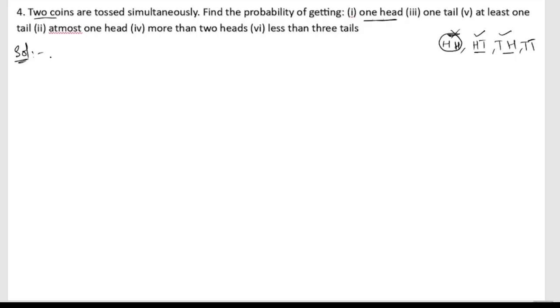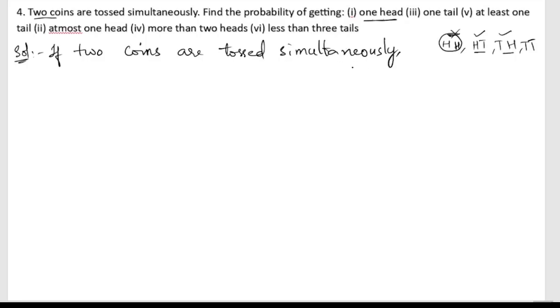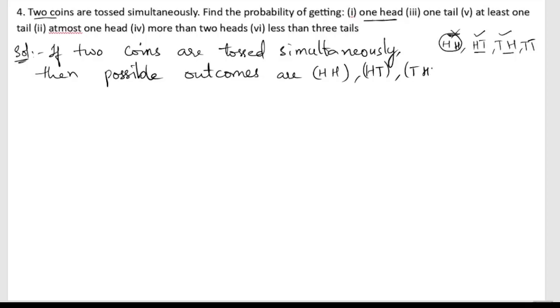In the solution we will write down what is given. If two coins are tossed simultaneously, then the possible outcomes are like this: first heads, heads; then heads, tails; next tails, heads; and then tails, tails.